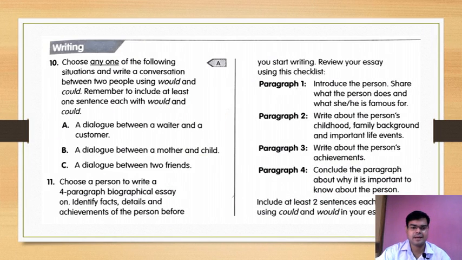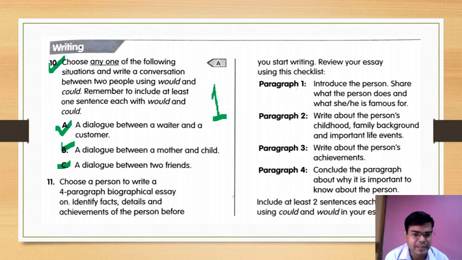Now check this last sentence. It says, choose any one of the following situations and write a conversation between two people using would and could. Remember to include at least one sentence each with would and could. They have given three options. Out of these three, you can choose any one. Choice is yours. How many you have to write? Only one out of these three. And in it you have to use such sentences wherein you can use would and could. Understood? Means you have to write a small dialogue in which you have to use would and could.